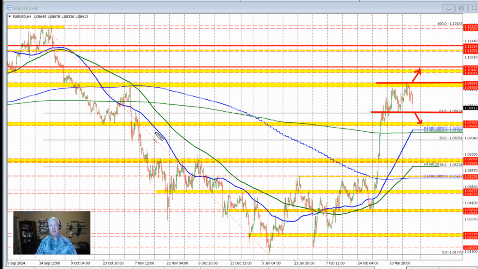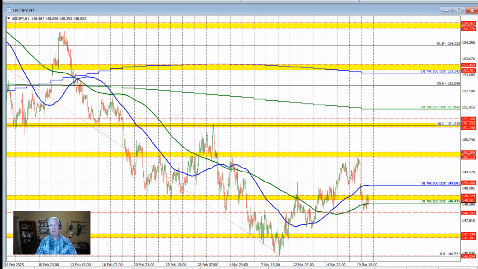If it doesn't move below that level, then we'll look for this swing area down here, followed by the rising 100 bar moving average on the 4-hour chart and the 200-day moving average. These are going to be key levels on the downside as well. So watch 1.0960, 1.0976, and then the 100 bar moving average and 200-day moving average. If the price can get below the 61.8% retracement, that's going to be the key in trading here today. That'll be the key barometer for your trading today.